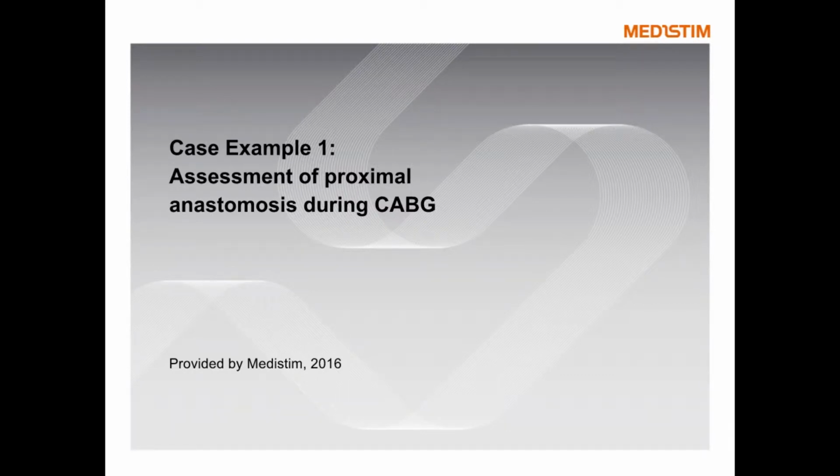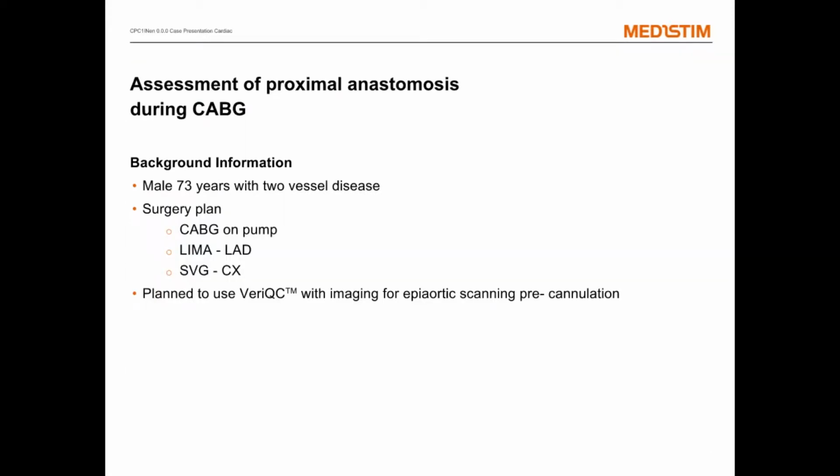This case demonstrates some unexpected findings during the assessment of proximal anastomosis. The patient was a 73-year-old man with two-vessel disease. The surgical plan was to do an on-pump coronary artery bypass graft, a LIMA to LAD graft, and a saphenous vein graft to circumflex. The Vera QC system with imaging was used for pre-cannulation epiaortic scanning.